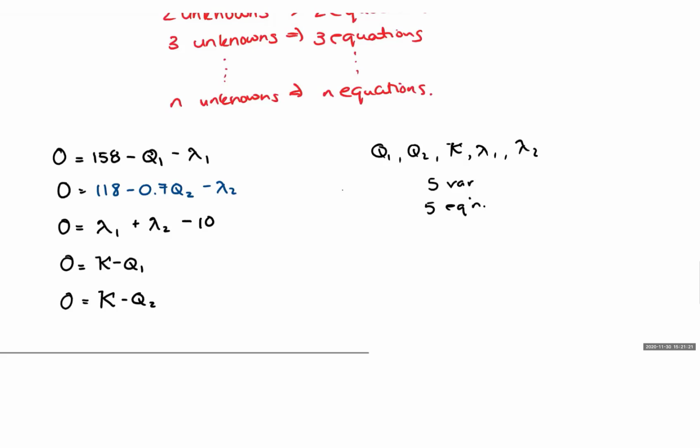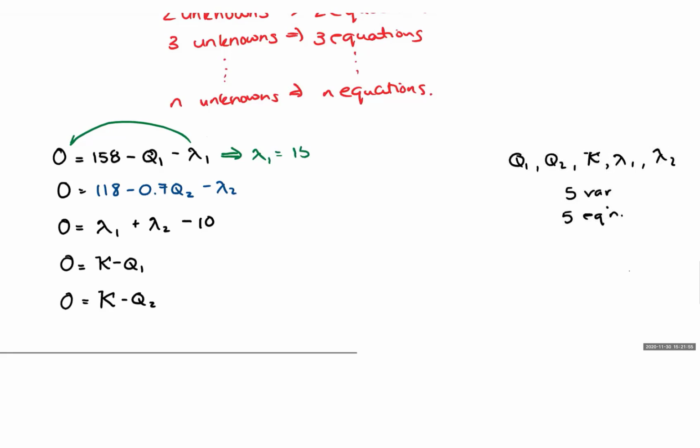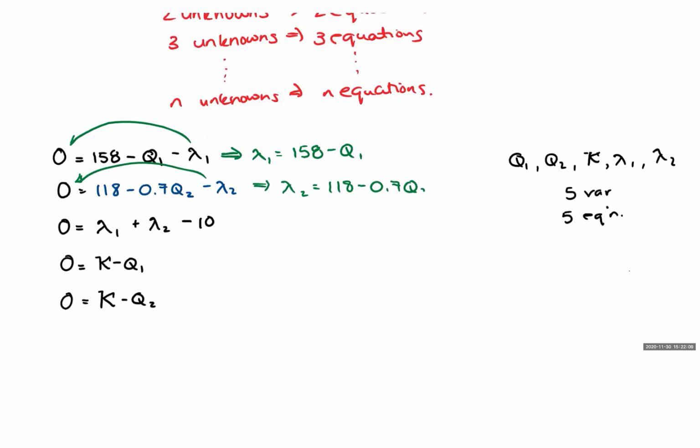Okay, so solving the system of equations. Let's start here. Let's take my lambda 1 over here. Tedious algebra means I should reference my notes. Okay, so this is going to become isolating my lambda 1, moving that over to the other side. I get lambda 1 is equal to 158 minus Q1. Lambda 2 I'm going to isolate, and I get 118 minus 0.7 Q2.